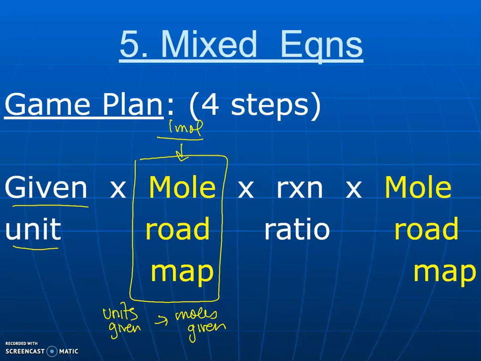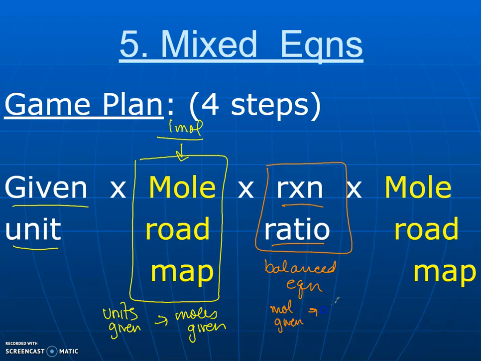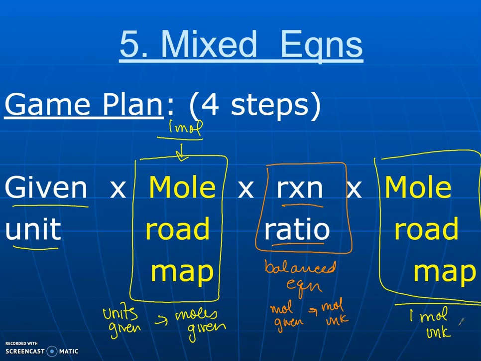Then, like in all stoichiometry problems, the recipe portion is going to be that balanced equation that we used in order to figure out our reaction ratio. This will convert the moles of your given into the moles of your unknown. And then lastly, we use some other part of the mole roadmap, maybe the same part, over 1 mole of your unknown in order to convert into the desired unit that you want.